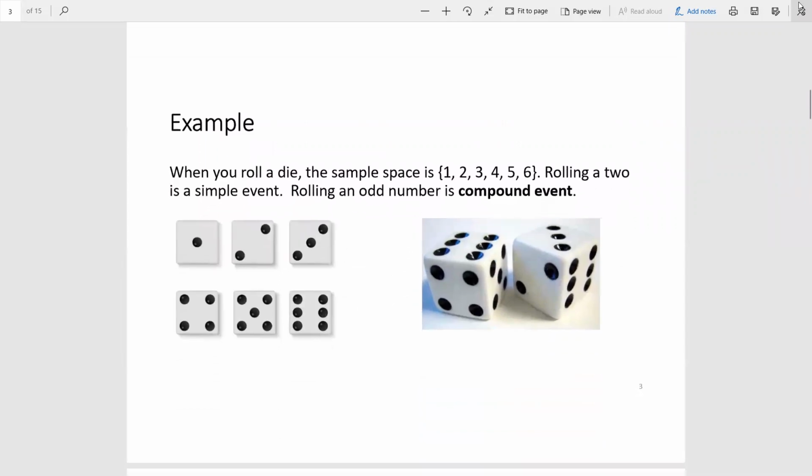Here's just an example. When you roll a die, the sample space is 1, 2, 3, 4, 5, or 6. You can see that clearly looking at the 6 sides of a die, and you see a pair of dice here that I'm sure you probably played in a game before.